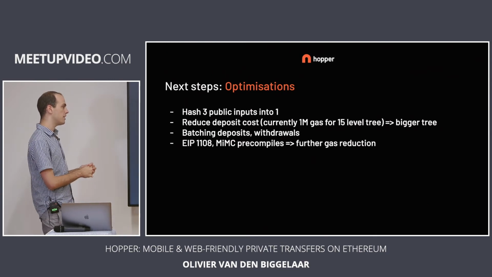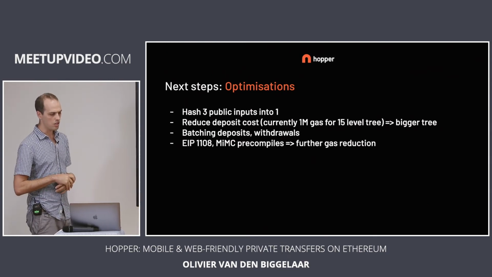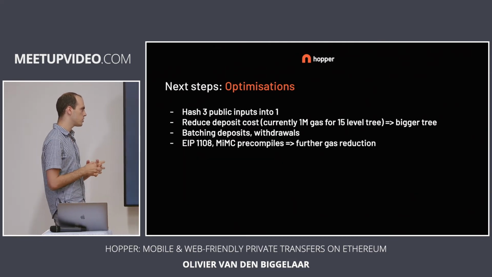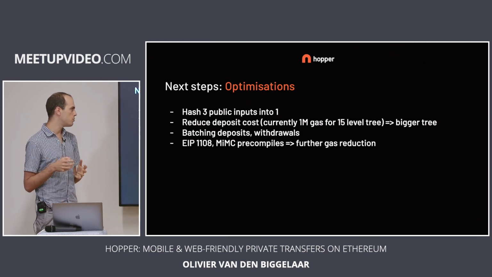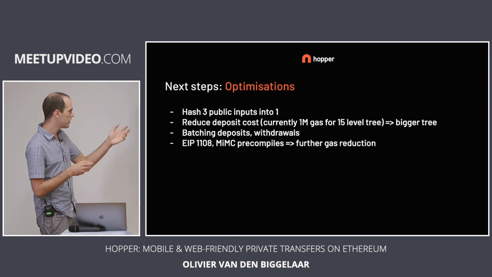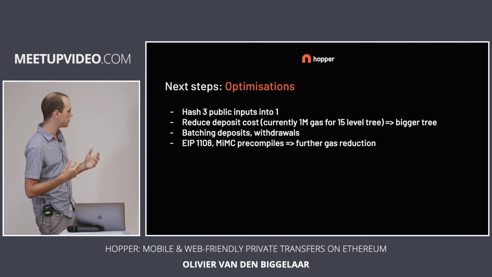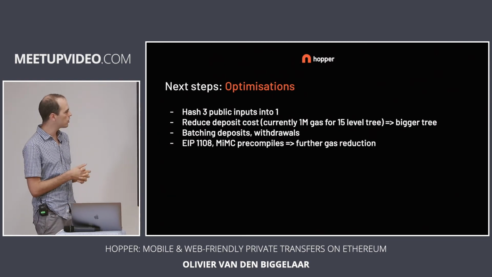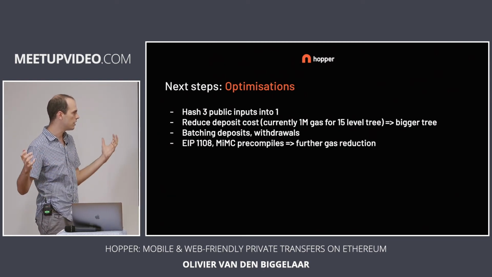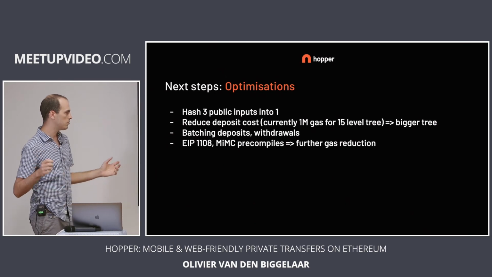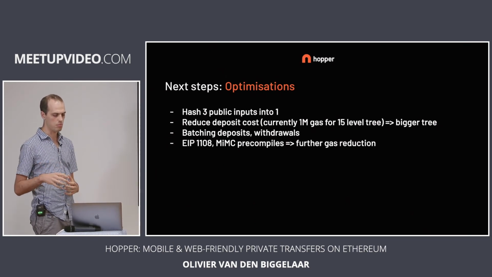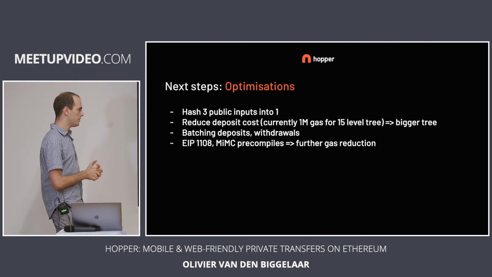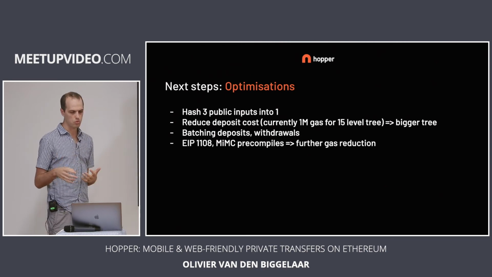Then there is some optimization. Again, this is very much a proof of concept, and there is a lot of optimization to do. In terms of gas, there's some low-hanging fruit. Currently, we pass three public inputs to the SNARK. We could hash them and make it just one, so verification gets cheaper. There probably are ways to optimize the Solidity code to make deposit more gas efficient, so we can maybe use a larger tree, or for the same Merkle tree size, spend less gas. There must be ways to batch deposits and withdrawals to make some savings.